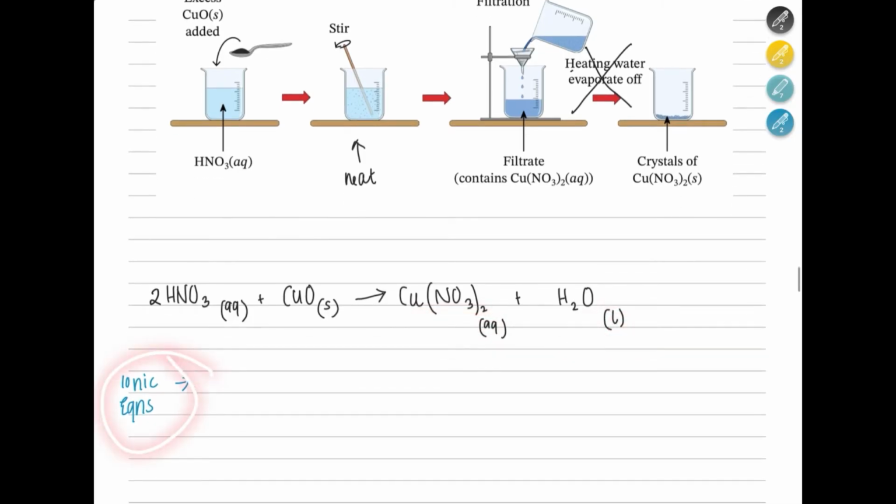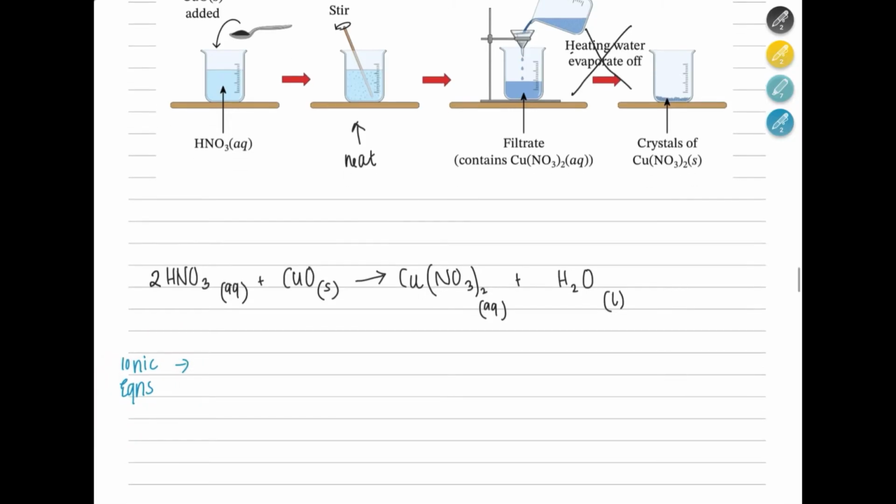Now let's write down the ionic equation for this. So we have 2H plus, 2 nitrate ions, NO3 minus. These are both aqueous, right? And then we have copper oxide. Copper oxide is going to be written as is. This is a solid. And then afterwards, copper nitrate, Cu becomes an ion, Cu plus 2, aqueous. And then we have 2 nitrate ions, NO3 minus. And then water remains as is.